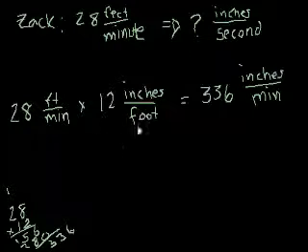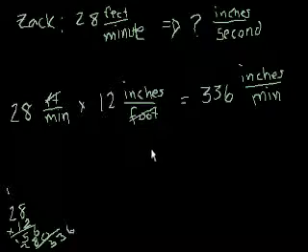And something interesting happened here: you notice that I had a foot in the numerator here and I had a foot in the denominator here. So you can actually treat units just the same way that you would treat actual numbers or variables. If you have the same number in the numerator and the same number in the denominator and you're multiplying, not adding, you can cancel them out. So the feet and the feet canceled out, and that's why we were left with inches per minute.